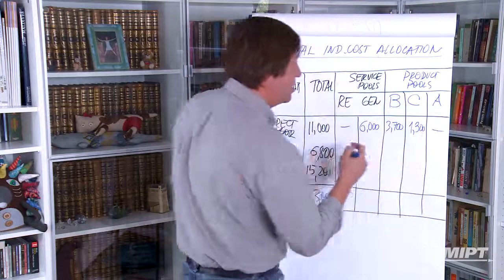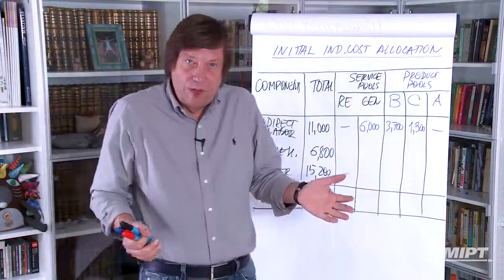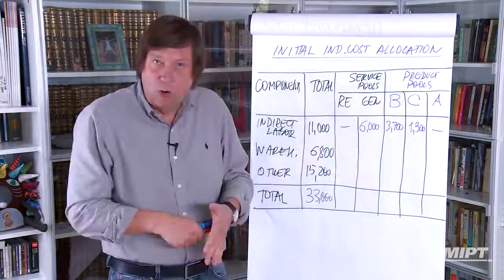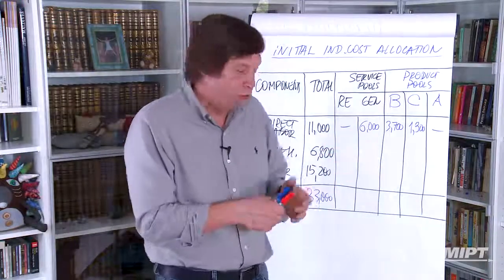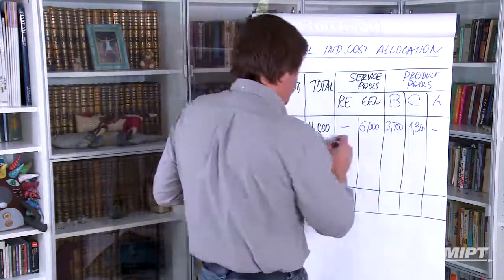So in assembly, there is nothing either. That means that in assembly, there is no indirect labor. So all the people who work there are associated with direct labor. Now, let's do the next part.